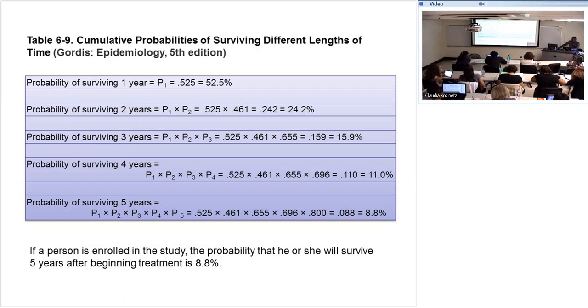So we find what we call the cumulative probability, which actually uses the information over the course of years. When we are calculating cumulative probability, we just multiply. So we multiply the probabilities for the first year, by the second year, third year, fourth year, and the fifth year. Then we get the probability of surviving after you've been treated for cancer, and that is about 9%.